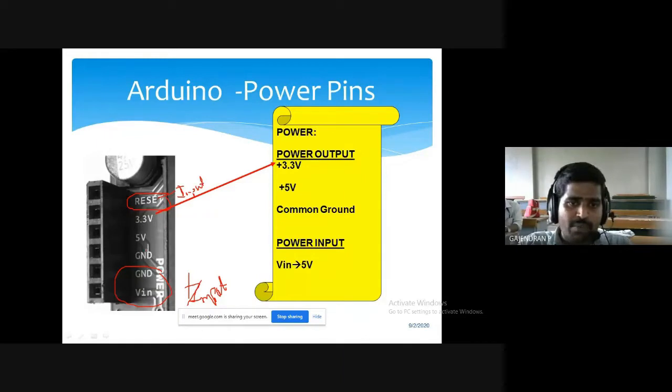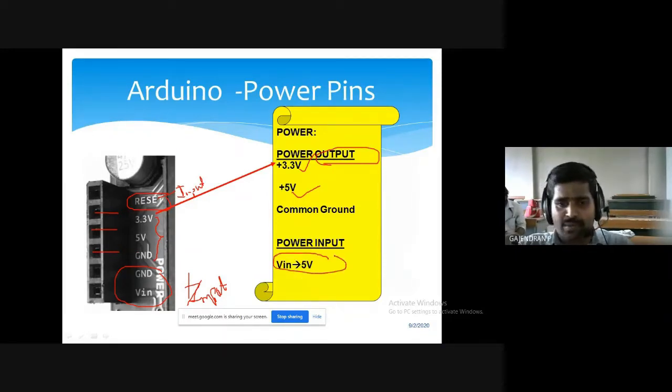Then what about these pins? These pins are output pins. Plus 3.3 volt is the first pin, the second one is 5 volt. Please compare here also: here it is 3.3, this is 5, this is ground. That's all. So the input pins are VIN, ground and reset. Beyond that, I have output.